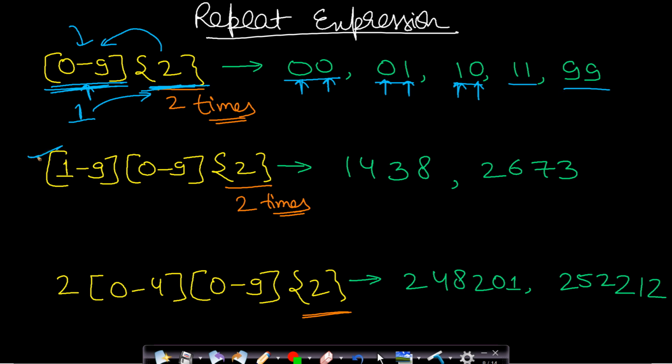Now in a similar way, in the second example you can see this is 1 digit and this is 1 digit, and since we have written it side by side, this will obviously form a 2-digit number. Now once you have formed a 2-digit number, this will be repeated 2 times, so this will obviously form a 4-digit number. And what will be the range?